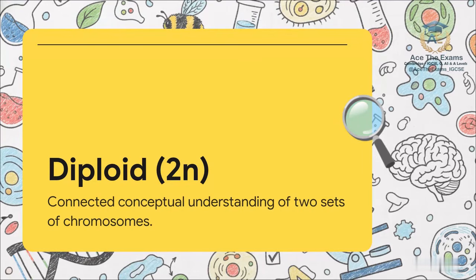And then, the syllabus brilliantly turns up the dial. Diploid, or 2N, requires you to exhibit a highly connected understanding of two sets of chromosomes. But here is the absolutely crucial part. It has to be transferable. Cambridge wants to see if you can take this core concept and apply it to some bizarre organism or weird experiment you have literally never seen before.